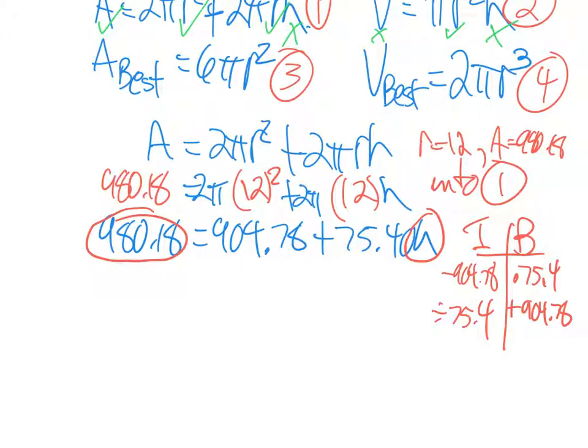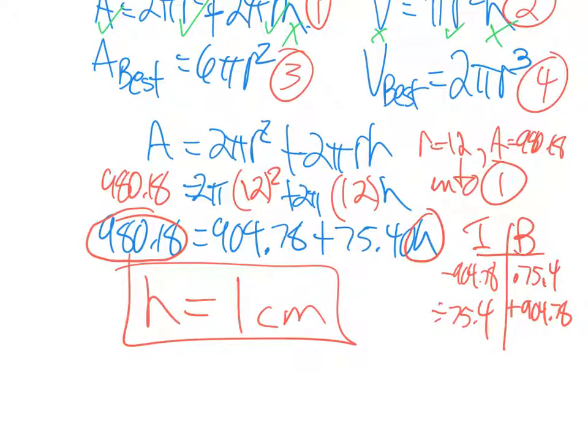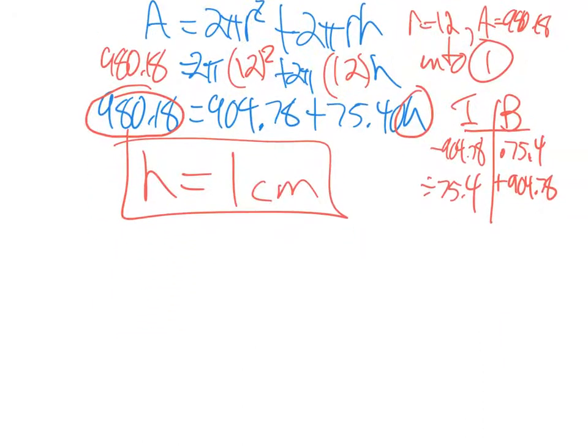So I start by minusing 904.78. I get that answer, and then I divide by 75.4. It works out that h equals 1 centimeter. Okay, so now I know the height of that cylinder. So that's my original cylinder.